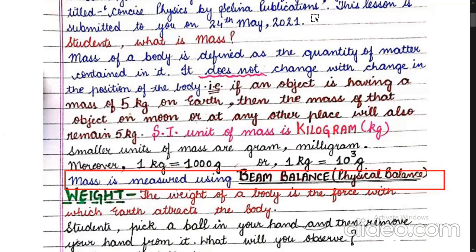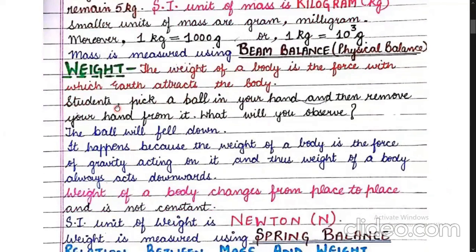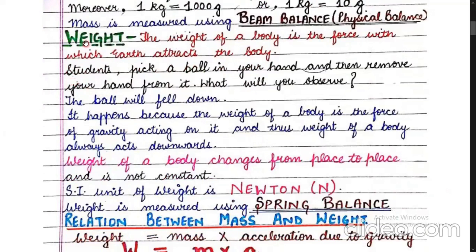So children, next comes a very usual term which we mostly use often, that is weight of a body. So today let us learn what is weight. The weight of a body is the force with which Earth attracts the body. What is weight? Weight of a body is the force with which Earth attracts the body.